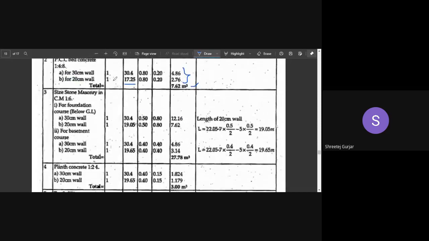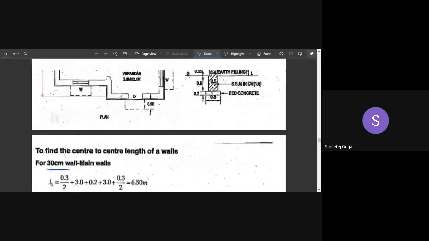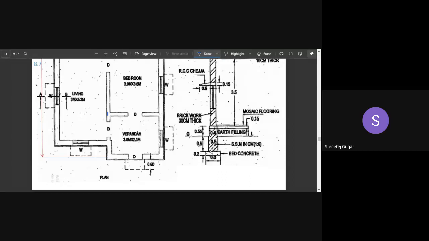So after this, the next thing that we have to look into is size stone masonry in cement mortar 1:6. So in the section, let me just scroll up. In the section, you can see it is in 2 steps. So this is 1 step up to ground level, and from the ground level up to plinth level. So from ground level to plinth level, it is called the basement work, and this is my foundation work.